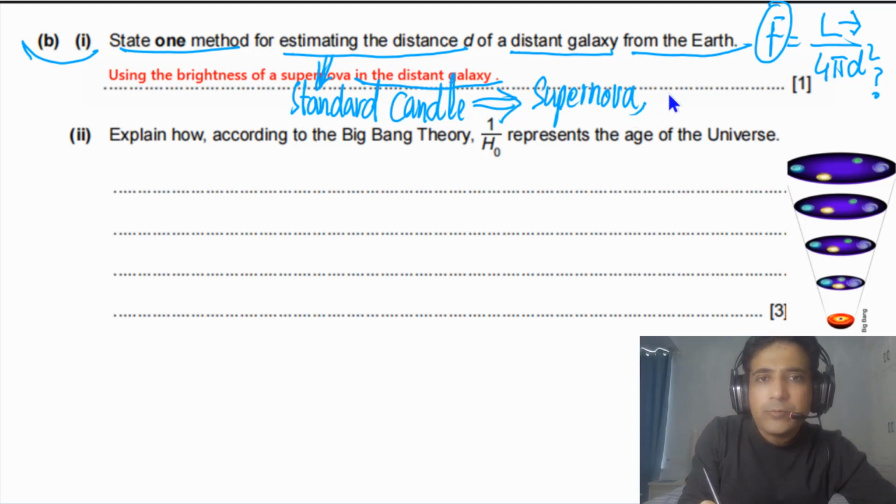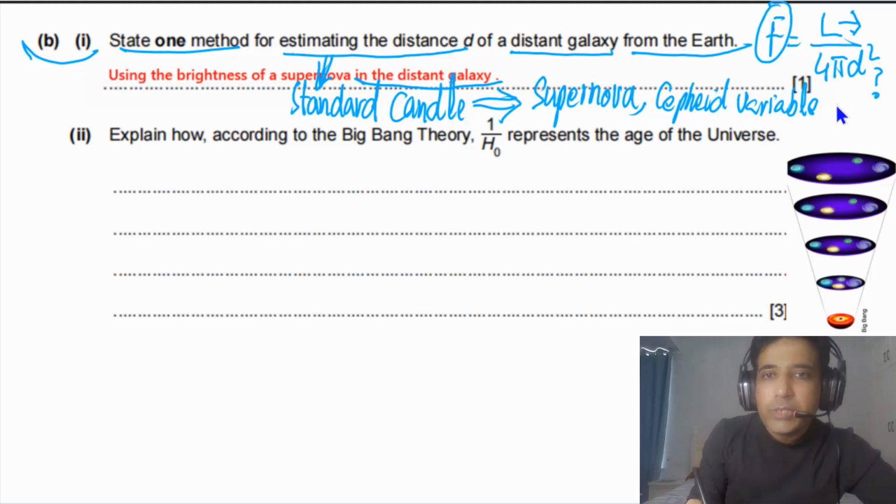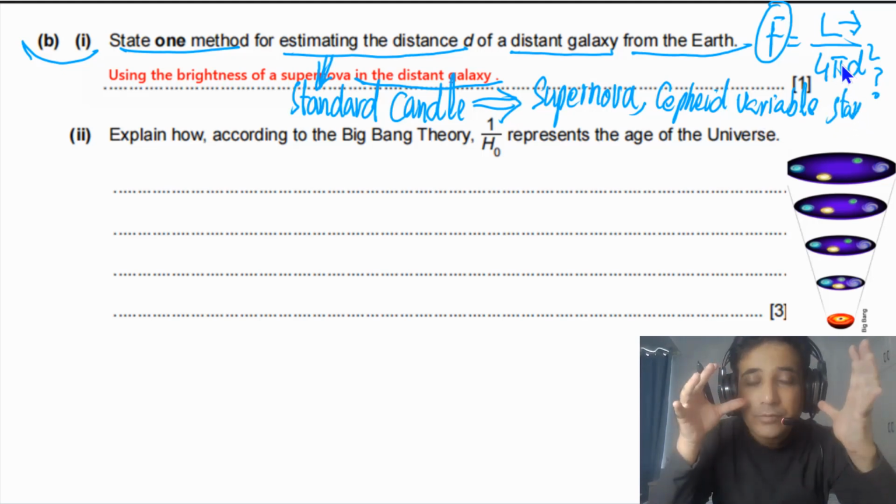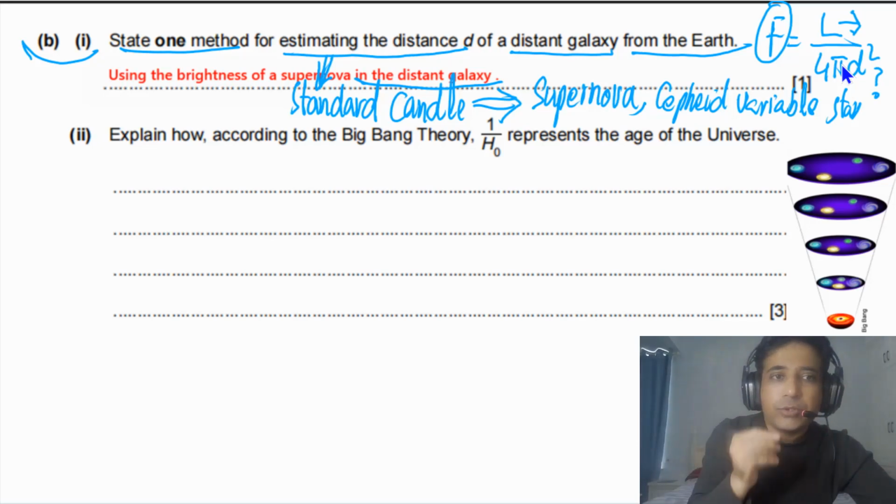Another example of a standard candle is Cepheid variable stars. So these are also one class of stars, Cepheid variable stars. We can also use them as a standard candle, and we can estimate the distance of distant galaxies. So this is how you can answer.